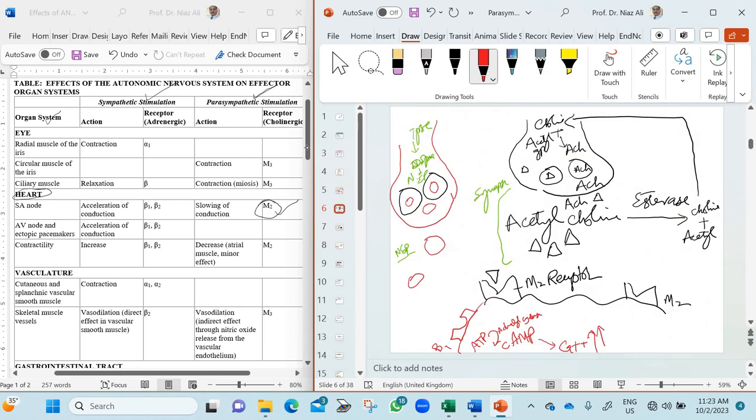You know, this is what is happening at the level of the adrenergic nervous system. This is what we discussed. In the case of the cholinergic nervous system, acetylcholine is released, and in the case of the adrenergic nervous system, norepinephrine will attach, and we discussed cyclic AMP.